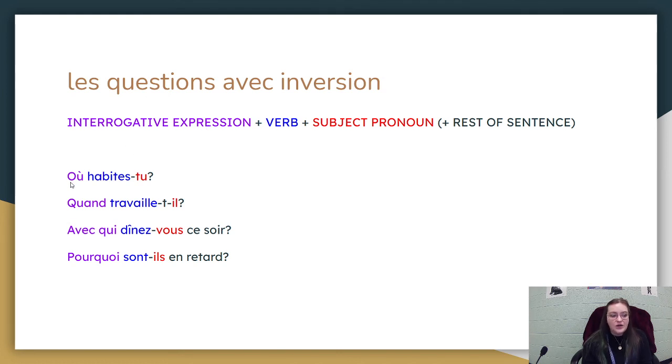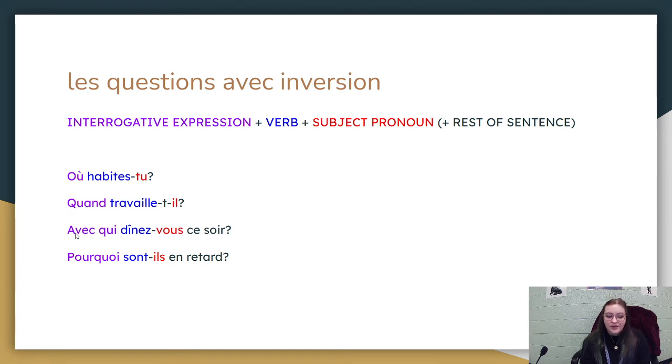So you can see here, où habites-tu? Where, that's our interrogative expression. Habites is our verb, live. Tu is our subject pronoun, you. Where do you live? Same thing, quand travaille-t-il? When does he work?